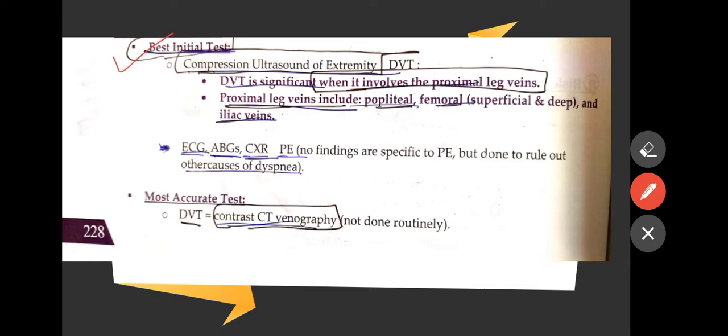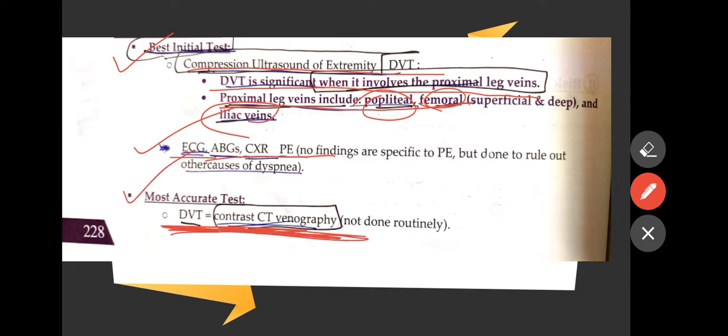The best initial test for deep vein thrombosis is ultrasound Doppler, and the proximal leg veins are included in the ultrasound Doppler, like the popliteal and femoral veins, and the superficial and deep iliac veins. ECG, ABGs, and chest X-ray can also help in the diagnosis of pulmonary thromboembolism. The most accurate test for deep vein thrombosis is the CT venogram. Contrast CT venogram is the most accurate, but we often prefer to do ultrasound Doppler.